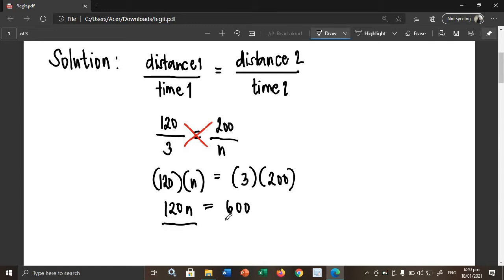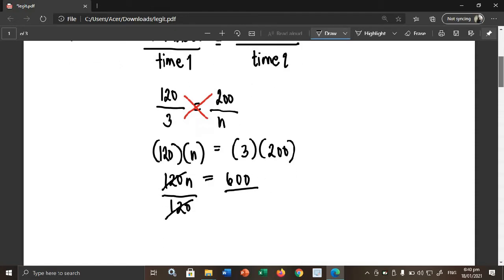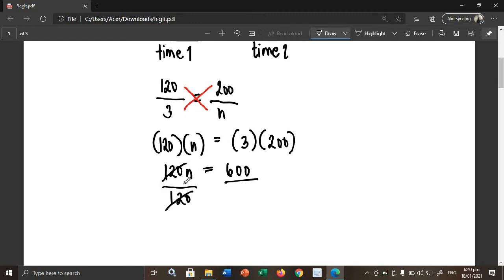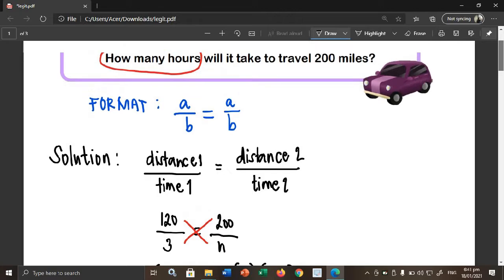Then we divide both sides by 120 to cancel the 120 beside n, because we are looking for the value of n, so it can't have anything beside it. To cancel that, we need to divide by 120. And if we divide this side by 120, we also divide 600 by 120. Then n is equal to 600 over 120, or 600 divided by 120, which is equal to 5. So n is equal to 5, and what unit will we use?